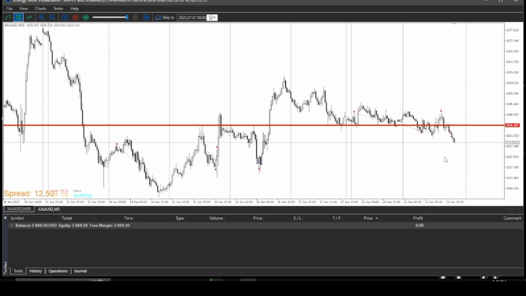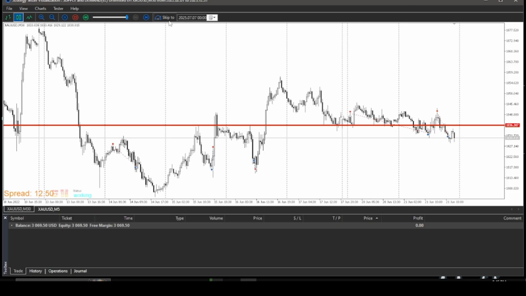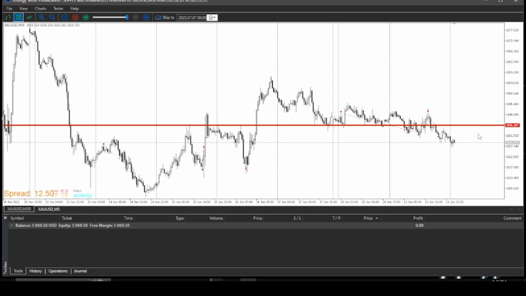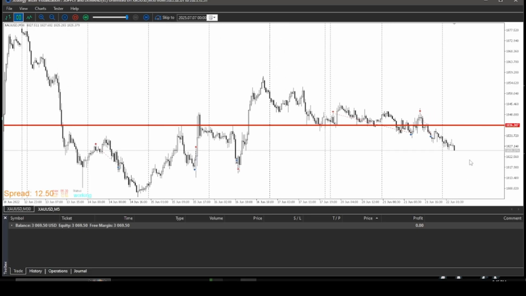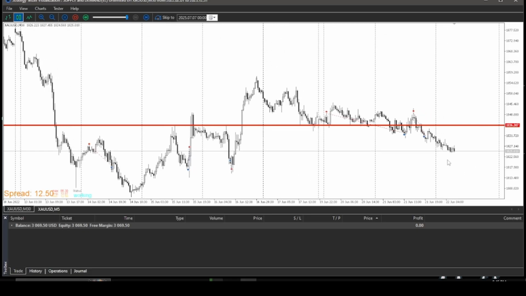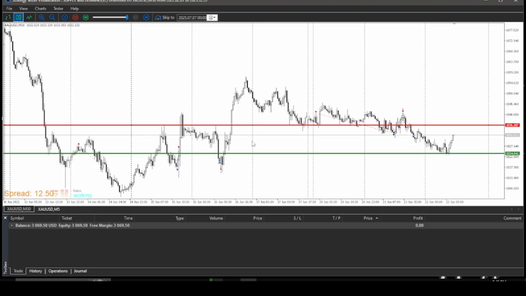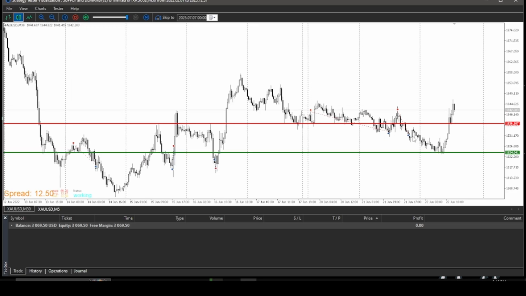Okay. So what I'm going to do now, I'm going to skip this backtesting so that it can move faster and then you can see how much we get to make at the end. So let's skip this and yeah. So let's wait for this one trade. Okay. Let's pick one more trade. Let's see.